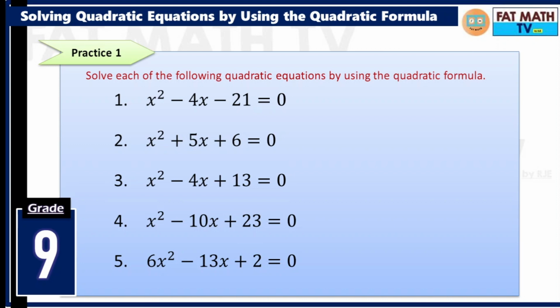Number 1, x squared minus 4x minus 21 equals 0. Number 2, x squared plus 5x plus 6 equals 0. Number 3, x squared minus 4x plus 13 equals 0. Number 4, x squared minus 10x plus 23 equals 0. And number 5, 6x squared minus 13x plus 2 equals 0. So pause the video.